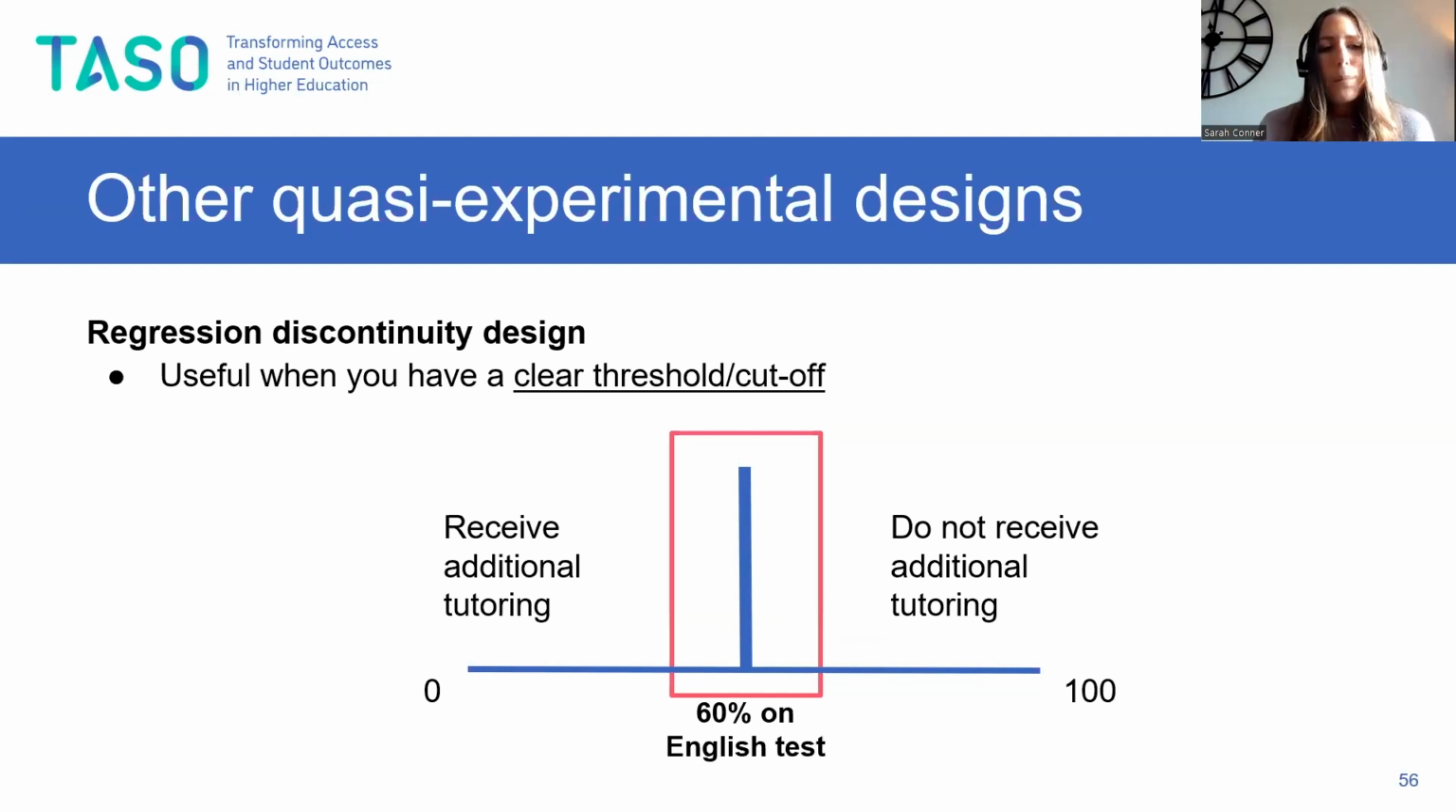So it's good for that, but it's not so great if you're wanting to compare pupils who only got 20 out of 100 compared to those who got 80 out of 100, because they're too far the side of the threshold. So that's when a regression discontinuity design is useful.